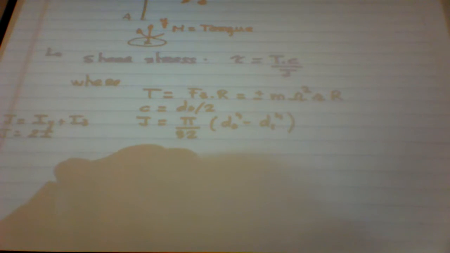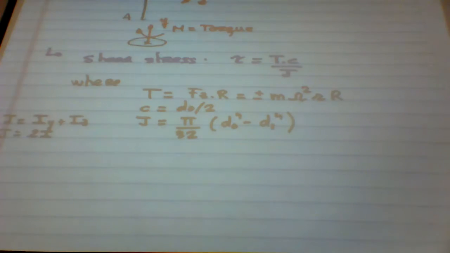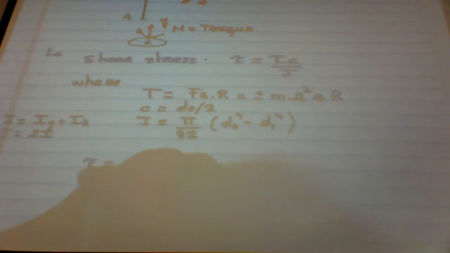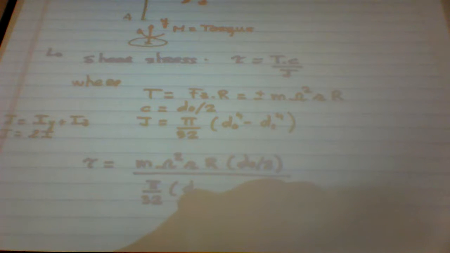Okay, so at the end, that means the expression for the shear will be equal to what? M, capital omega, letter R, R, the outside over 2, divided by pi over 32, the outside to the fourth minus the inside to the fourth.